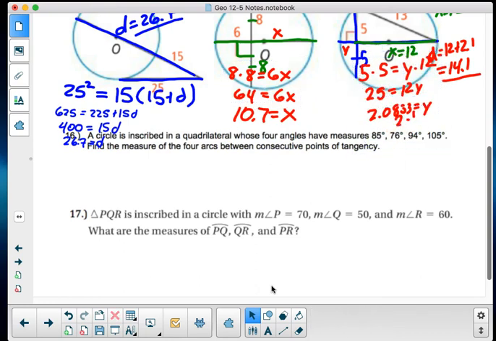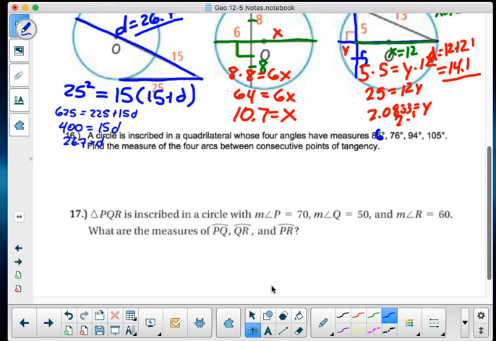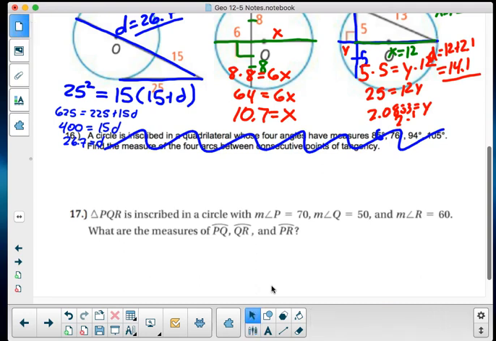A circle is inscribed in a quadrilateral. This has got to be 85. This has got to be 86. 74. Oh, that's right. Nothing else will work on that. Let's skip 16. That's not going to work for us.